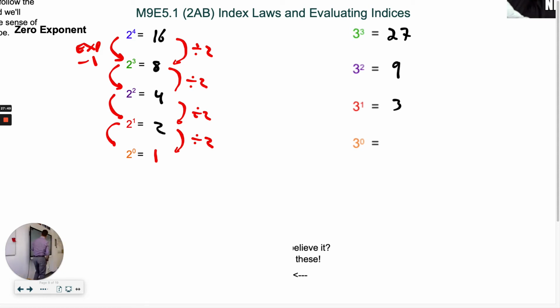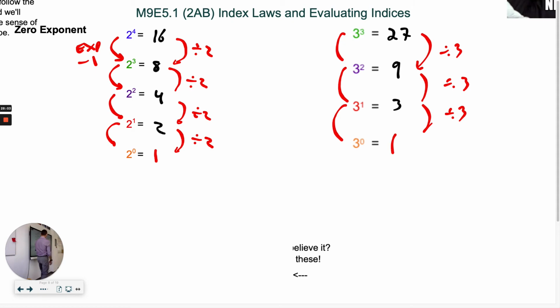Play that same game here. Drop the exponent by 1, divide by 2. 3, right? 3 is the base. We're changing by 3 each time. So we're dividing by 3. Drop the exponent by 1, divide by 3. Drop the exponent by 1, divide by 3. Bam. Patterns, right? And so that's one way to see it, is that pattern.